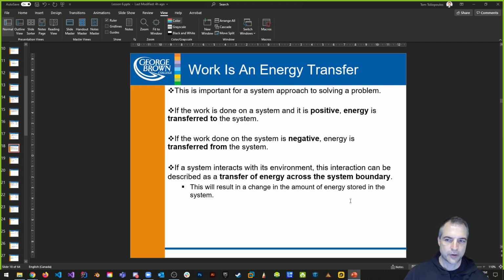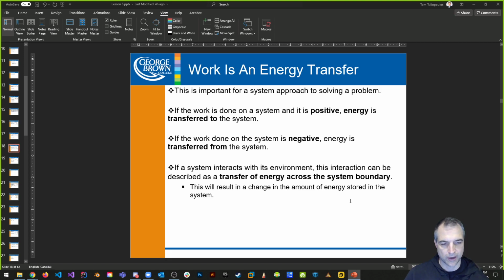I also want you to think about work as energy transfer. When we think about energy transfer, I'm transferring energy across the system boundary. Example: I'm pushing a crate. The system boundary is the crate's surface.